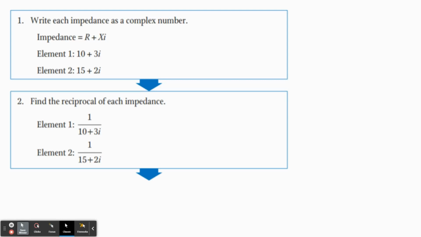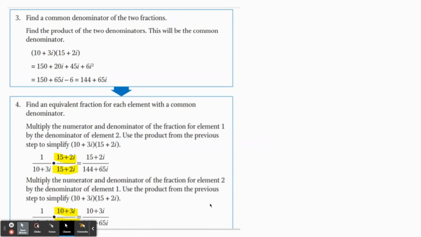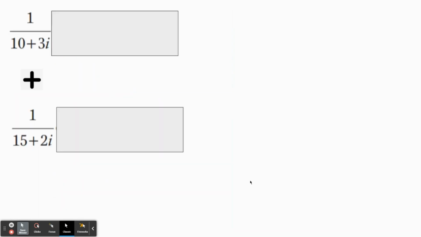How are we going to find a common denominator? Because these are two definitely different denominators, and on top of that, they're imaginary numbers. The easiest way to find a common denominator if we're going to try and find the sum of these two numbers is just to multiply them. Okay, so we're going to do double distribution again. And after a little bit of work, you're going to get 144 plus 65i as your common denominator.